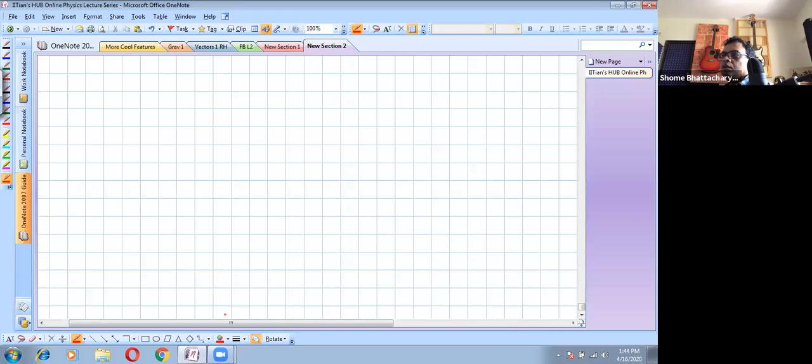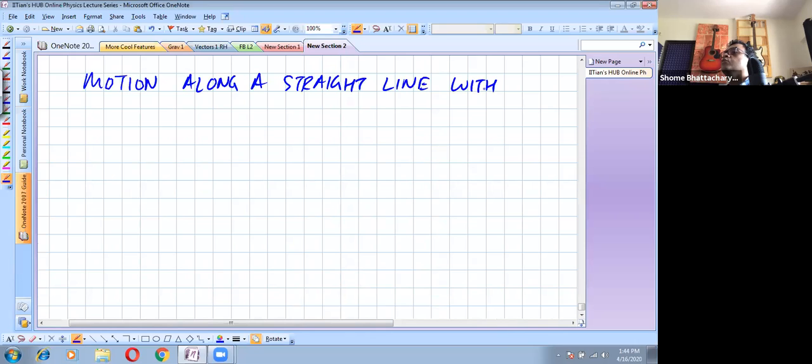Okay. Next thing we will look at in 1D motion is now very specific. We will look at motion along a straight line with uniform acceleration.